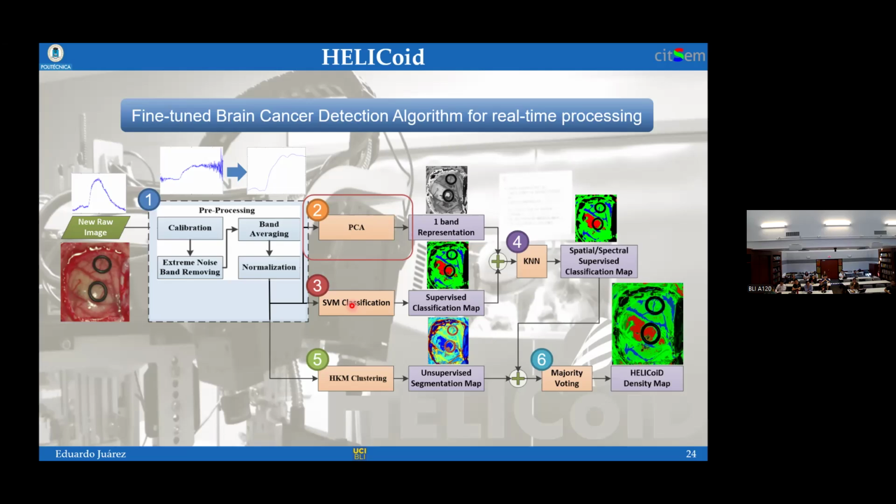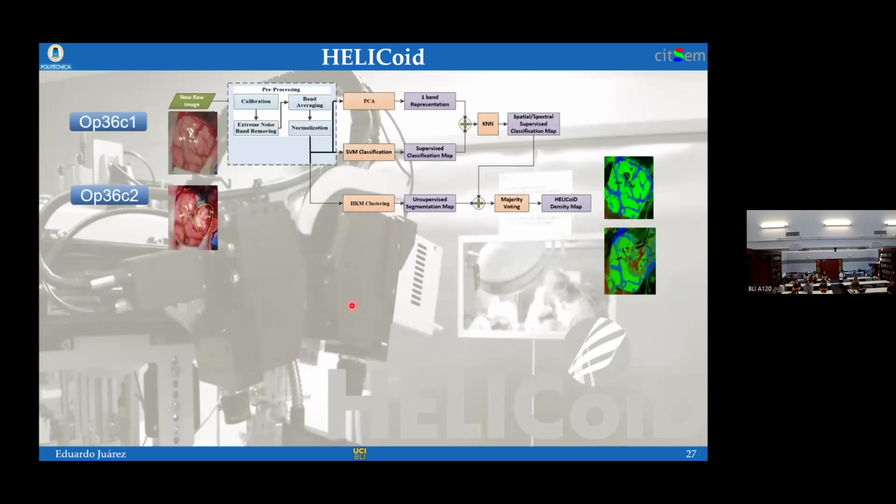We don't get the best results, but we get good enough results for what we want. Then we also reduced the two algorithms we were using for the clustering, and we get just one, k-means clustering. And we get a HELICoiD density map that was enough, so let's see what the results were.